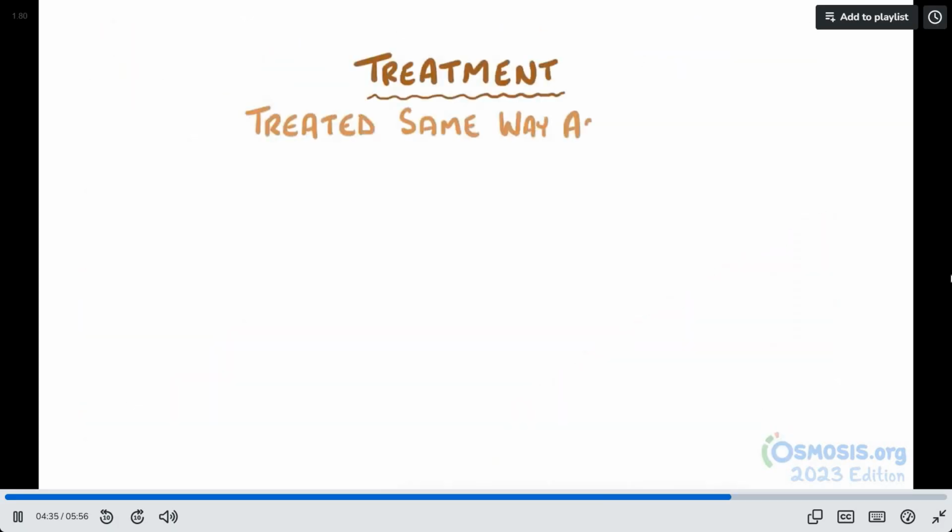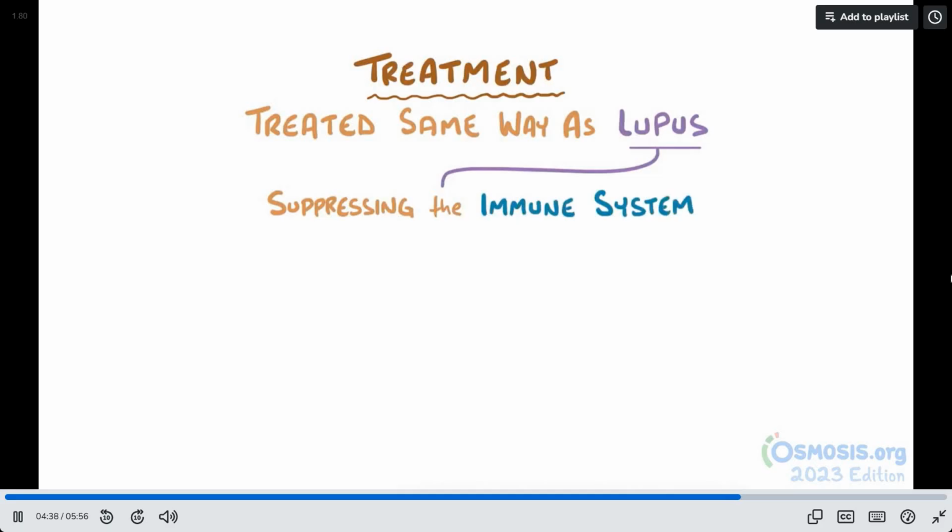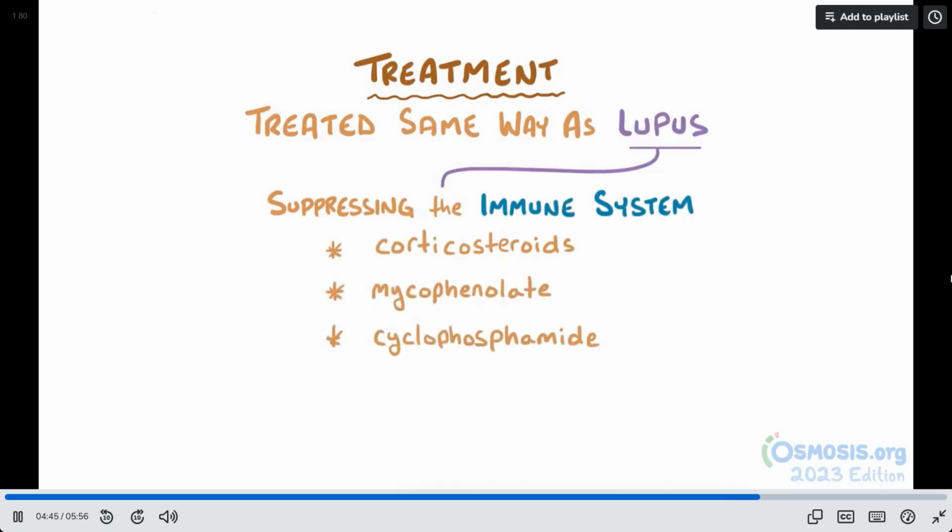Lupus nephritis is treated the same way that lupus is treated, by suppressing the immune system. This is often done with corticosteroids, as well as with specific medications like mycophenolate and cyclophosphamide.